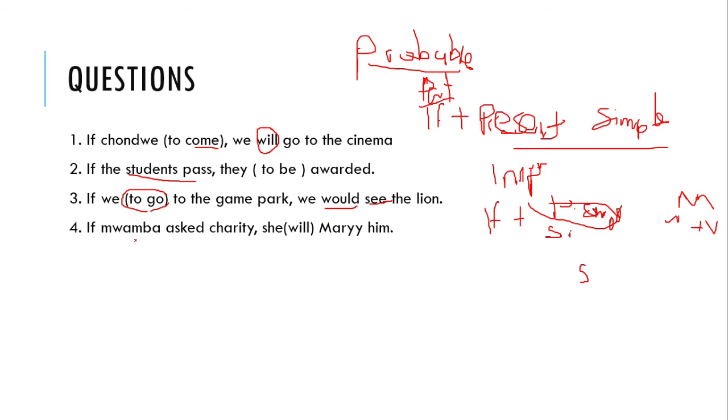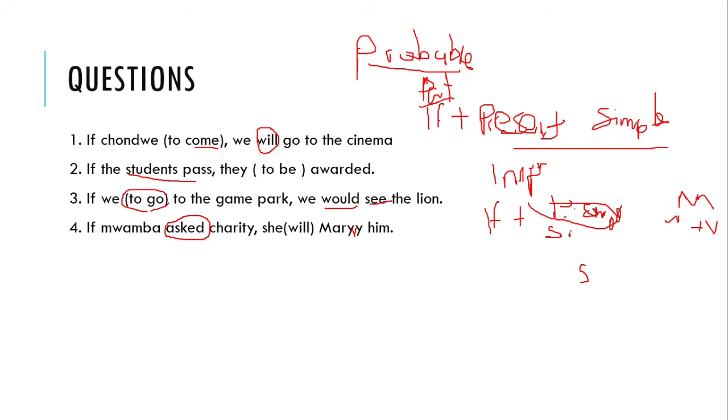Question 4. If Mwamba asked Charity, she will, the will in brackets, that means it's wrong. Marry him. So here it's double R, not double Y. Marry him. So look at this. Which one is complete here? It's the if clause. The if clause has which word? The asked. Okay. So the tense here they have put is the past simple. Which condition deals with the past simple in the if clause? According to the pattern, it's the improbable condition.